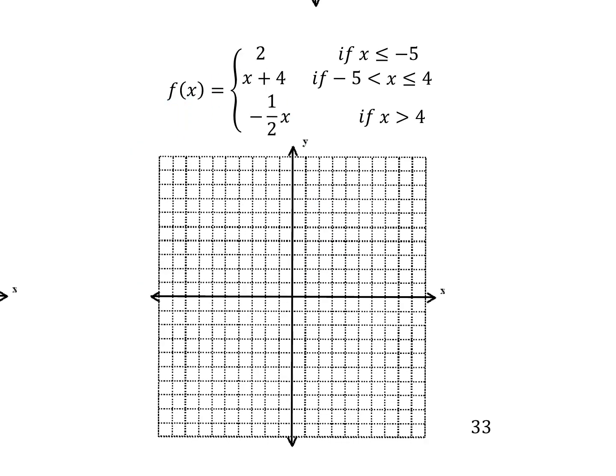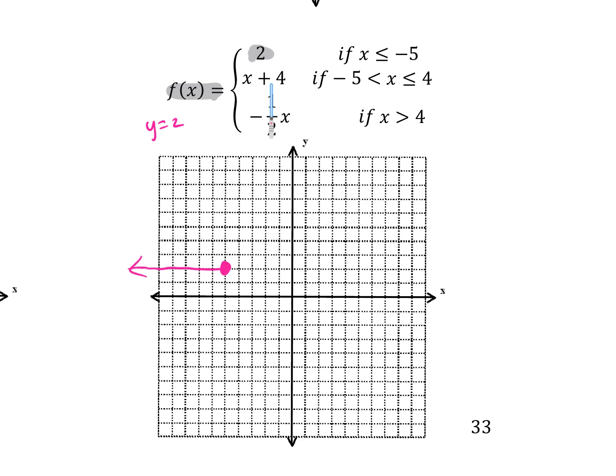Y equals 2. Good old horizontal line. Y equals 2. Where do we only care about y equals 2? When my x is less than or equal to negative 5. So you guys, I'm going to get rid of everything to the right because I only care about things less than. Left means left. To the left at negative 5.